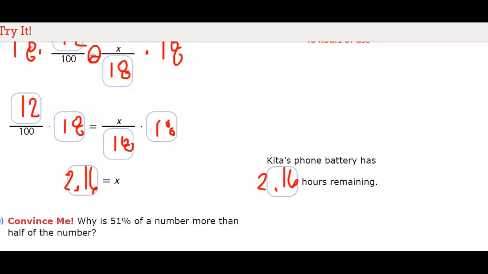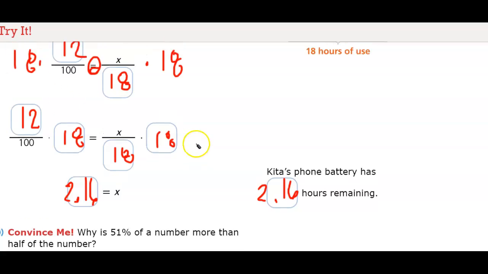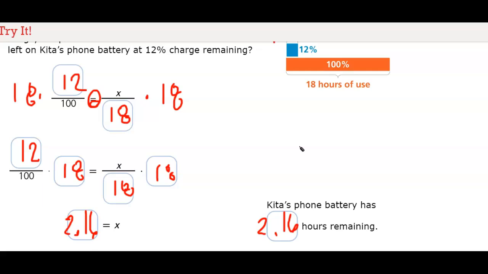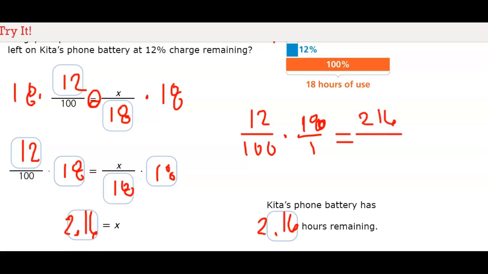I wanted to make sure that I showed you the math for this part. 12 over 100 times 18. I'm just going to write it over 1 because we know that a whole number over 1 is a fraction. So when we multiply 12 times 18, you get 216, and that's going to be over 100. Then you divide the 216 by 100, and that's how you get that decimal 2 and 16 hundredths. I wanted to make sure that I showed you that even if you use the calculator, you have to know what to put in the calculator.